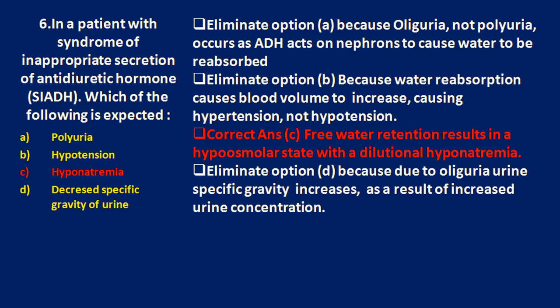Option C, that is a correct answer. Retention of water causes dilutional hyponatremia. So that is the correct answer. D can be eliminated because due to oliguria, urine specific gravity increases as a result of increased urine concentration. So A, B and D options can be eliminated and the correct answer is hyponatremia. That is dilutional hyponatremia.